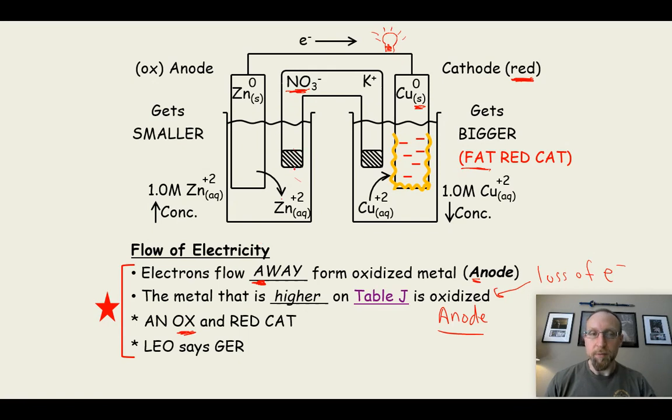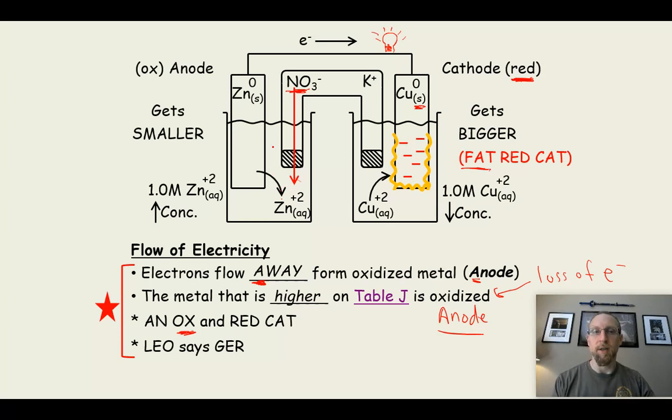So now again, back to maintaining neutrality. As these zinc ions are going into solution, we're getting more and more positive. We want to maintain neutrality so that these electrons can continue to flow from one side to the other. So what do we do? We need some negative ions to cancel out all these positives. That's the job of the salt bridge. The negative ions will move into the anode side to help cancel out that surplus of positive ions as the zinc zero is getting oxidized.